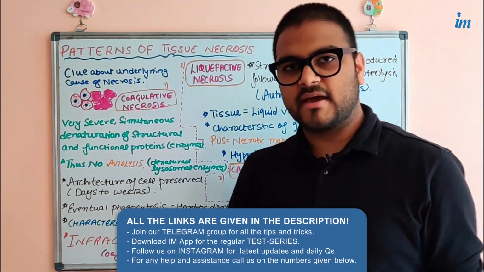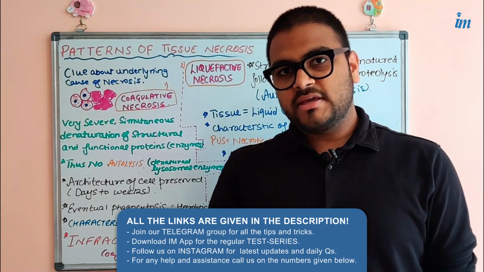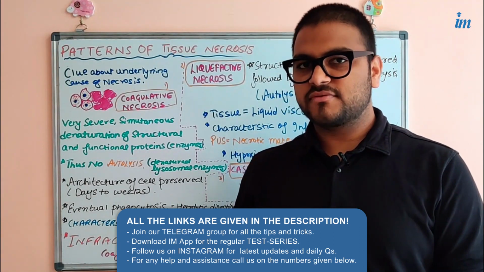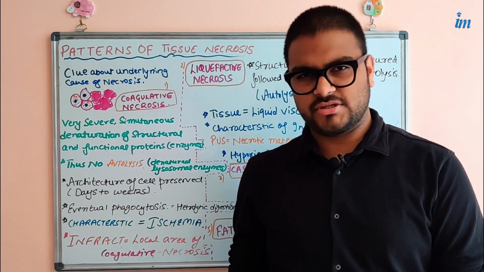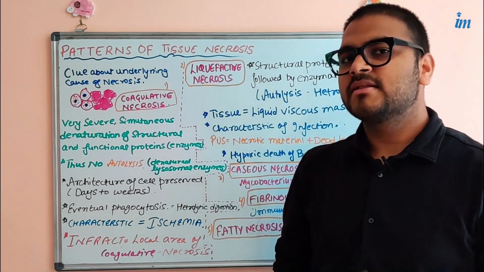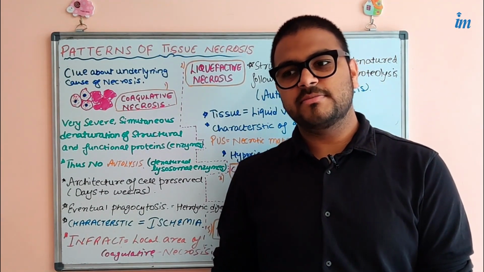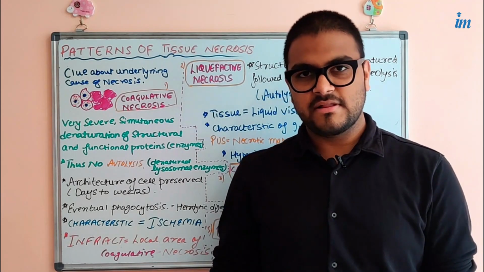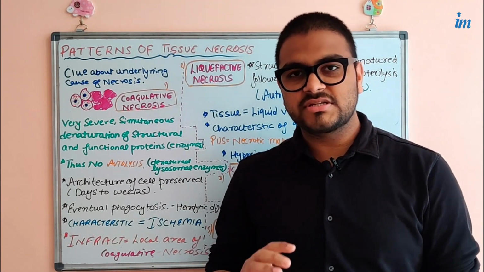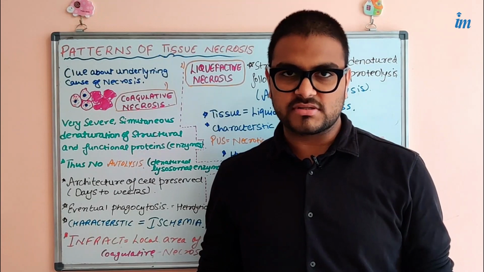Coagulative necrosis का मतलब क्या है? That we know कि जब necrosis होती है, in the normal process of necrosis there is lactic acid production. That lactic acid is responsible for decreasing the pH of the cell, and that decreased pH is responsible for denaturation of the proteins.